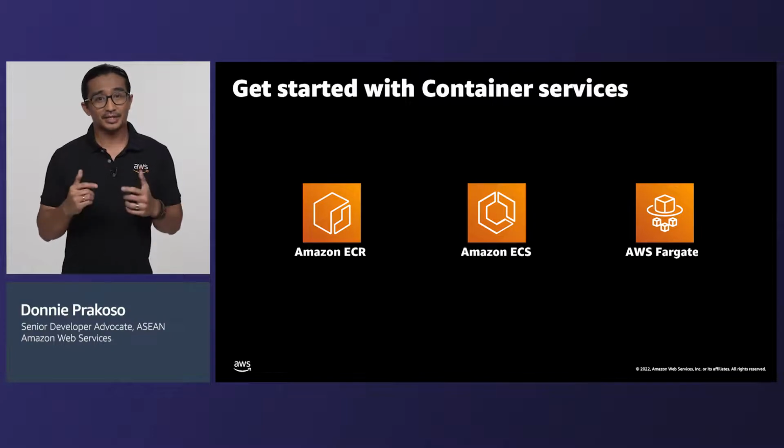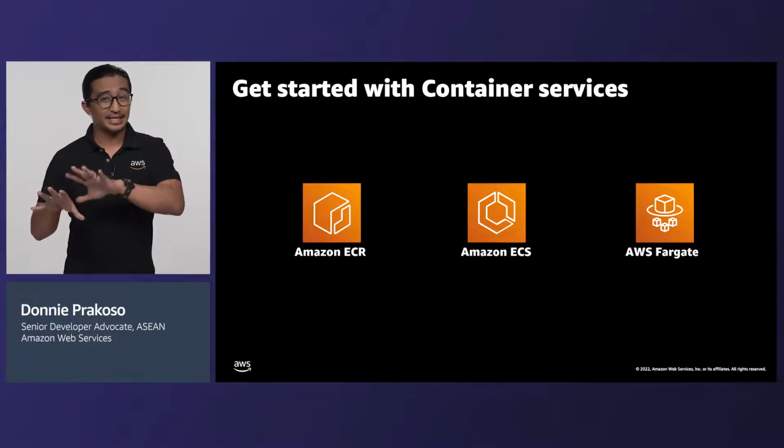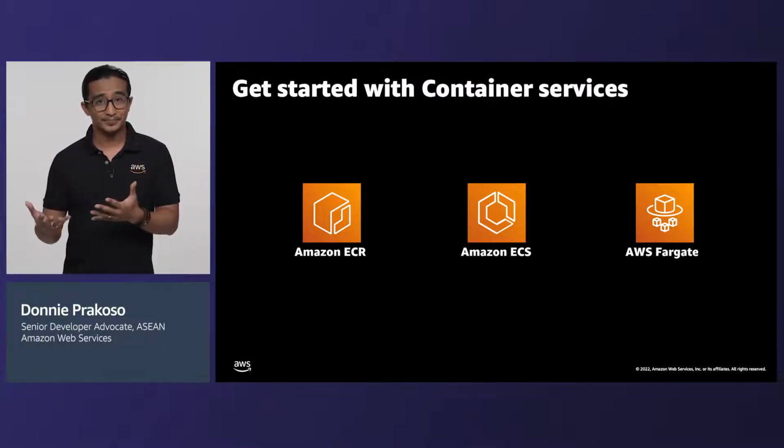Now, in this session, we'd like to emphasize how you can get started easily with your container application. So we're going to focus on simplicity, but still giving you the rich features and powerful ability of Amazon ECS. And we're going to integrate with AWS Fargate, serverless containers, so you can have more time to build your apps and not manage your infrastructure. And also, we're going to integrate with Amazon ECR so we can host our container image.